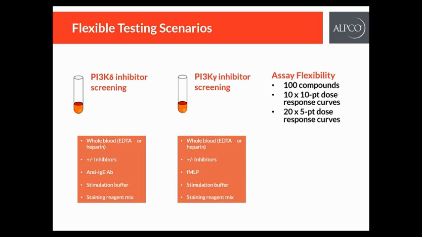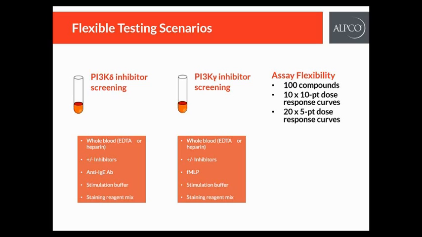This assay provides flexible testing scenarios, whether you are studying delta, gamma inhibitors of PI3 kinases, BTK, or SYK inhibitors. The following testing scenarios would be used. For delta, for example, you would start with whole blood, which is either collected in the presence of EDTA or heparin. You would pre-treat with inhibitors at different concentrations or a compound library of inhibitors. You would stimulate with the anti-IgE antibody, which functions through the delta isoform pathway of PI3 kinase, in addition to stimulation buffer and staining reagent.